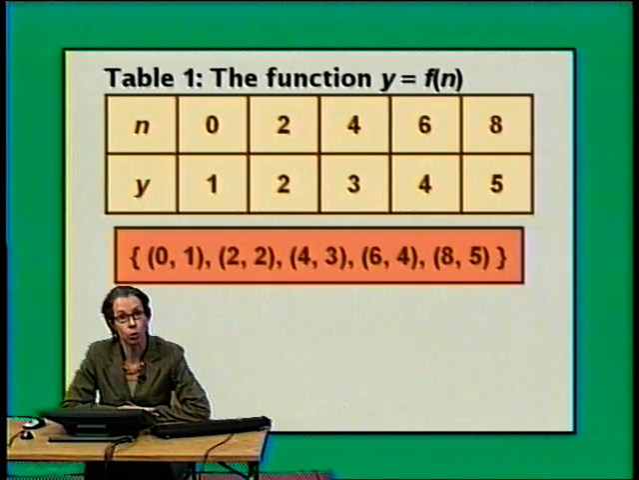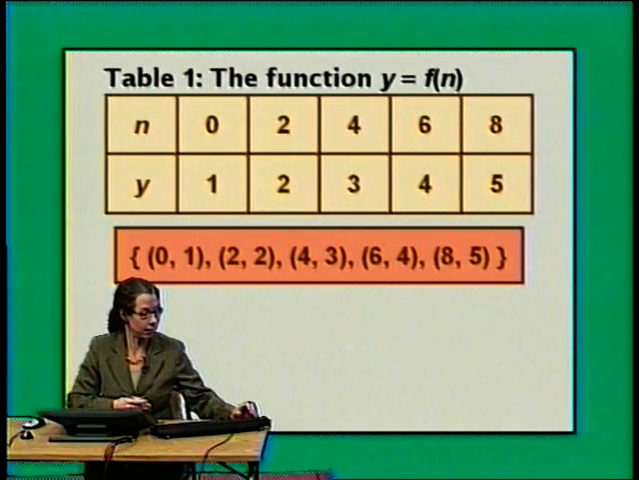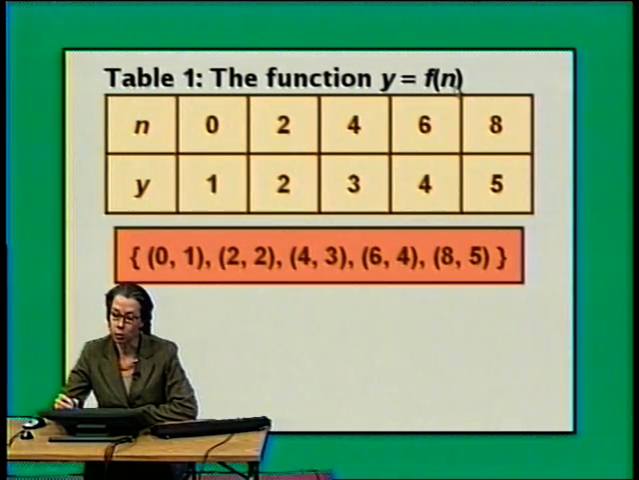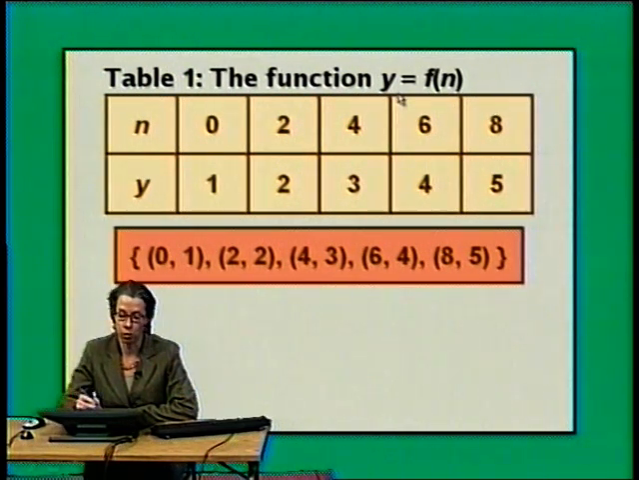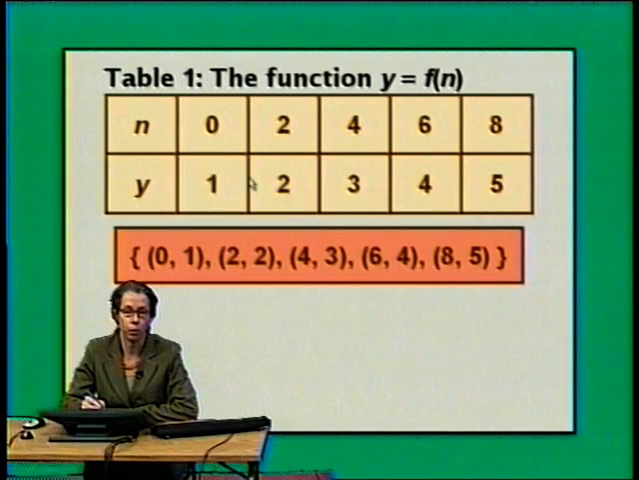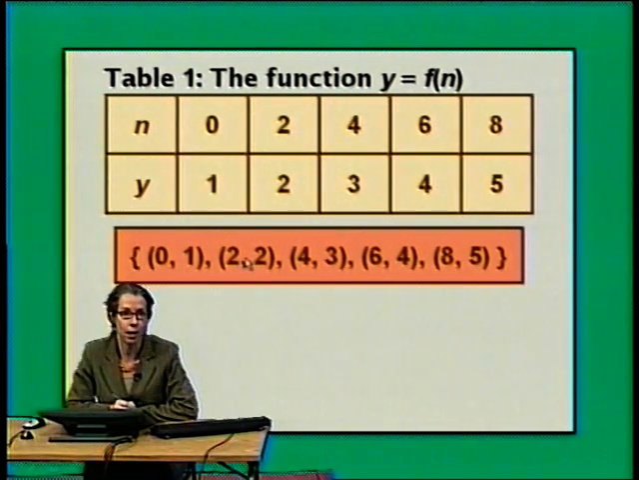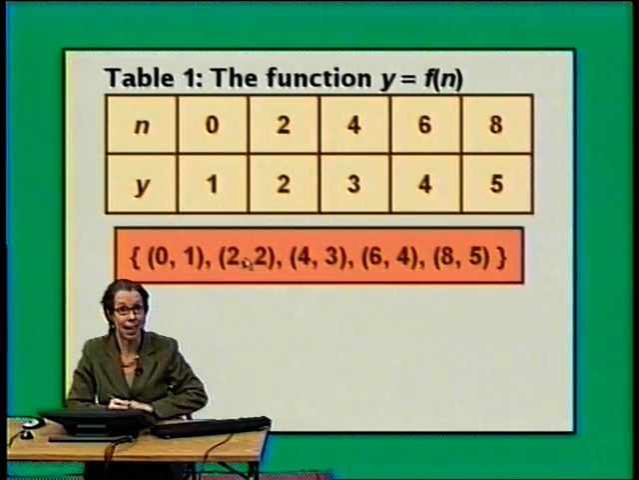Here is a set of ordered pairs that we can get from the table. In our function, we're inputting n values, we're outputting y values. So input, output, input, output. 0, 1, that's an ordered pair. 2, 2, that's an ordered pair. So we are indeed looking at a function here.